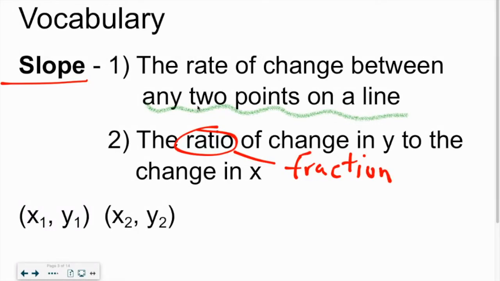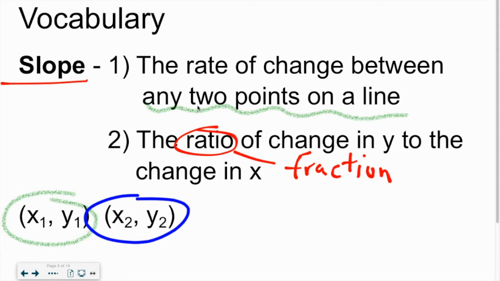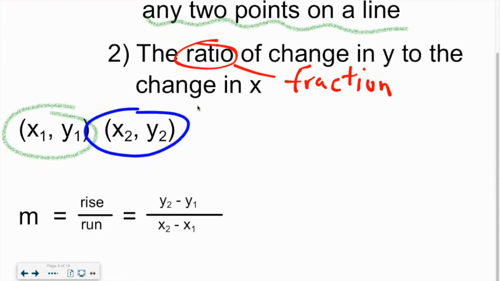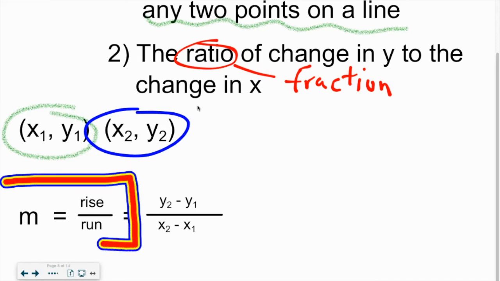So here we have 2 points. Point 1, x1, y1, and then point 2, x2, y2, just meaning the first point has some ordered pair, 3, 4, and the second ordered pair has something else, 10, 12. Every time, you're going to write out m equals slope equals, and then what we usually like is this first one, rise over run, which I'll explain in a second.